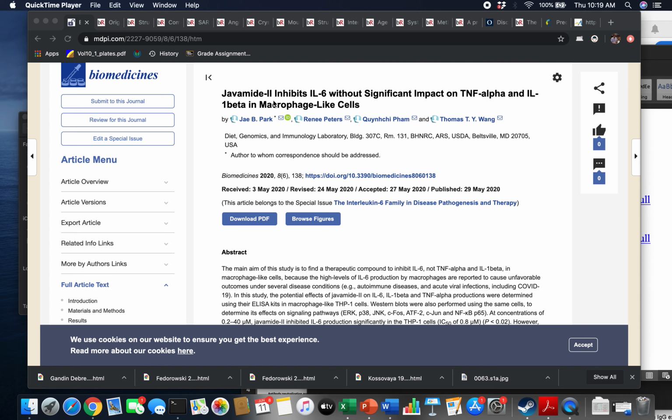And it doesn't affect some of the other things that macrophages would like to be able to respond to, like interleukin 1 beta and TNF alpha. These are just other parts of the immune system. So there's that. Interesting. This is from the USDA. It's done in cell culture. It's not even done in animals yet. So we're a ways from being able to use this in people, but it's promising.